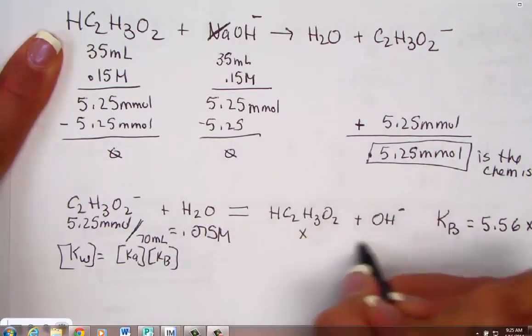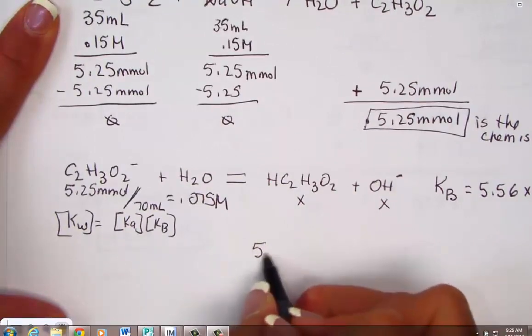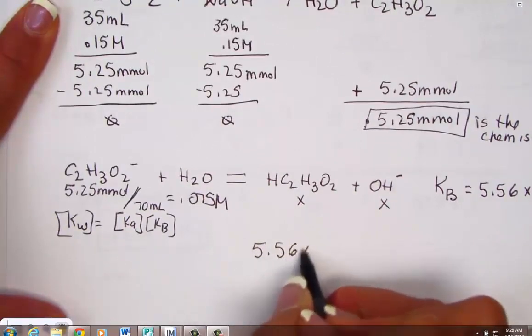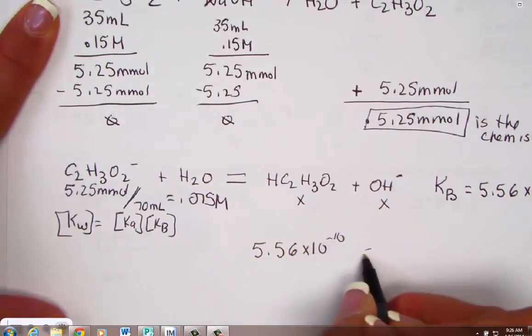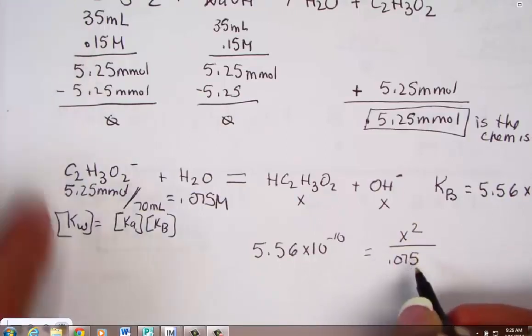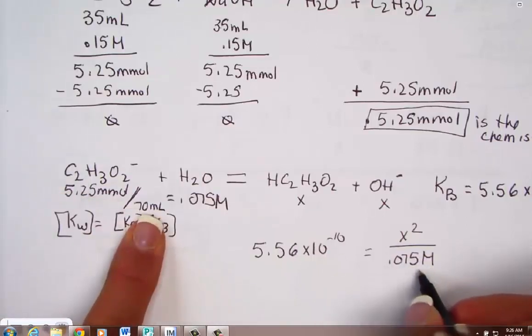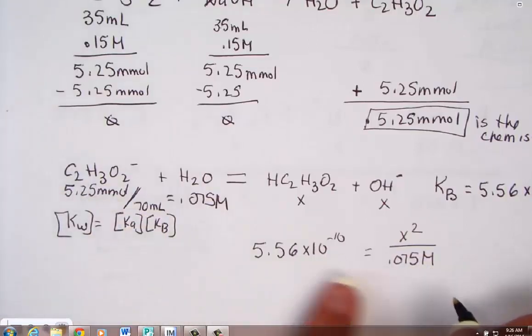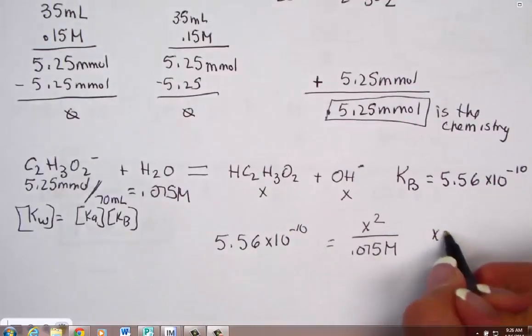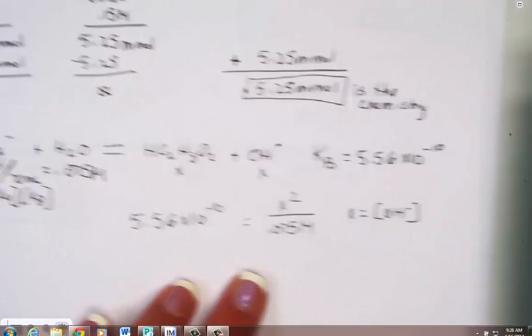Let's call this X, let's call this X, and set up a Kb expression. 5.56 times 10 to the negative 10th is equal to X squared over the new volume, the new molarity we found by millimoles over combined volume. Alrighty, I'm going to cross multiply and square root. Remember what we let X stand for? It's the base ion, OH negative.